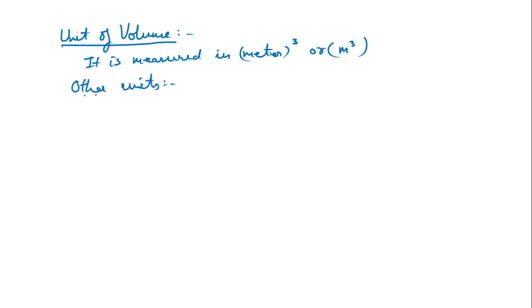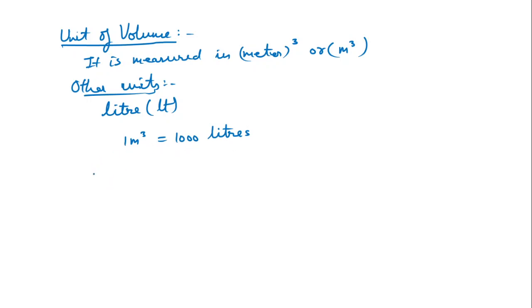What are the other units? Other units, we know that we use liter as the other unit. In general, whenever we measure milk or oil or any liquid, we measure it in liters. So what is the relation between liter and meter cube? 1 meter cube is equal to 1000 liters. This is the relation. 1 meter cube equals 1000 liters.